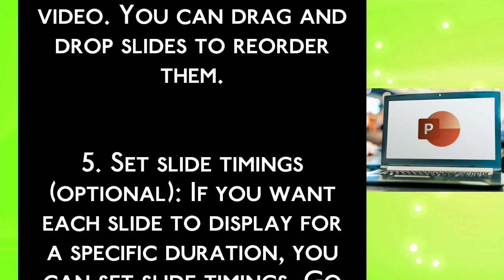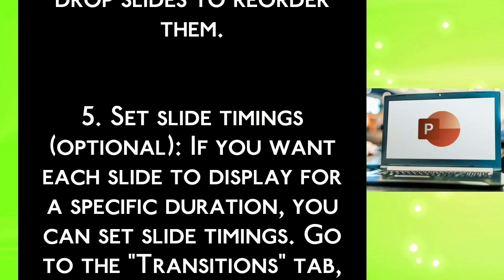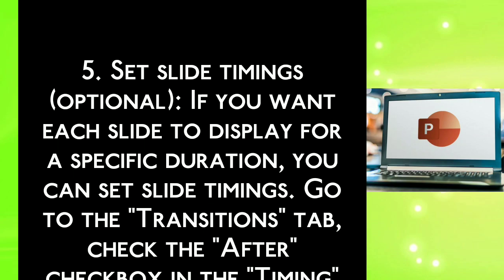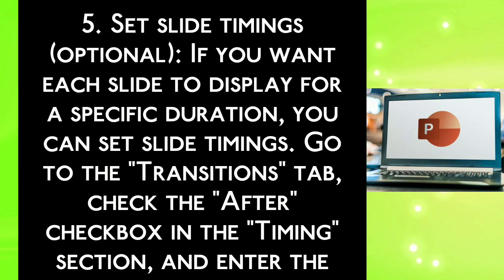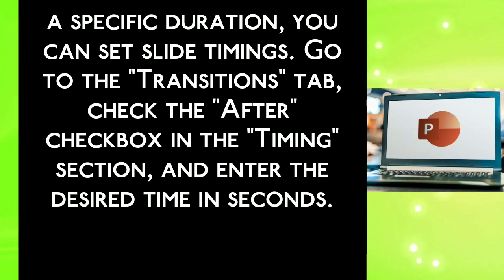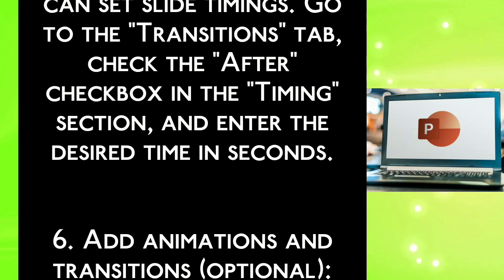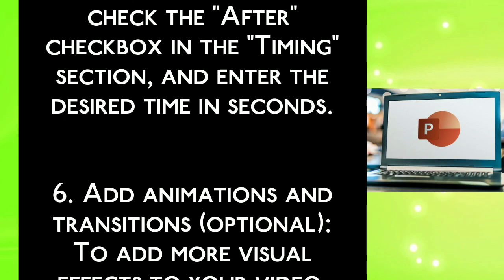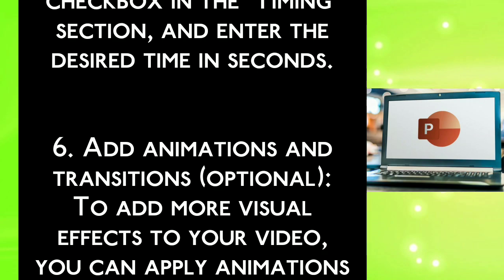Number 5. Set slide timings. This is optional. If you want each slide to display for a specific duration, you can set slide timings. Go to the Transitions tab, check the After checkbox in the Timing section, and enter the desired time in seconds.